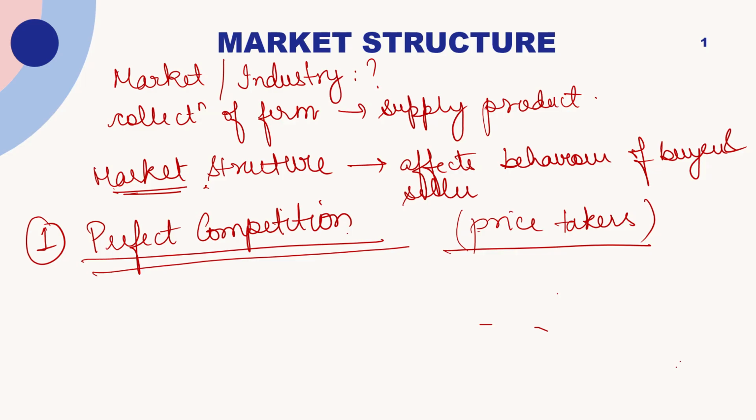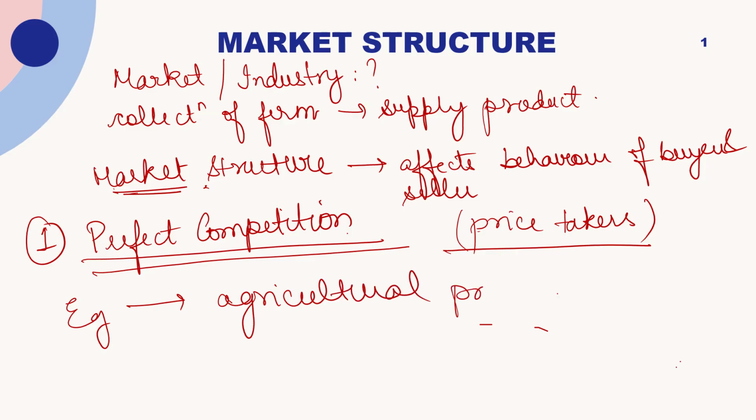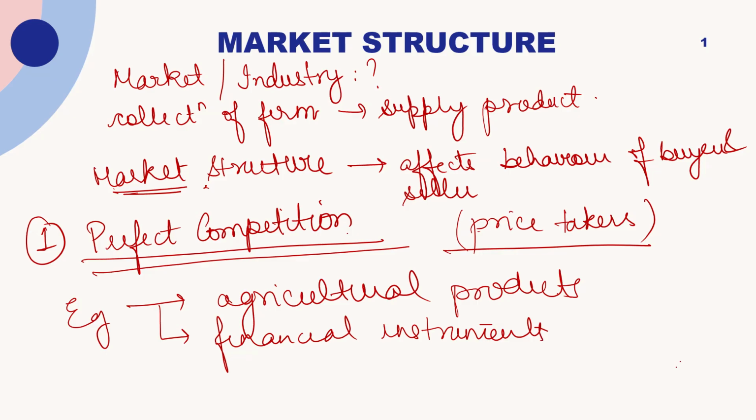Next, we'll be doing monopoly, then monopolistic competition, then oligopoly. So, in this, let's see some examples. First example is agricultural products. Second example we can write as financial instruments. And third is your commodities. So these are the examples.